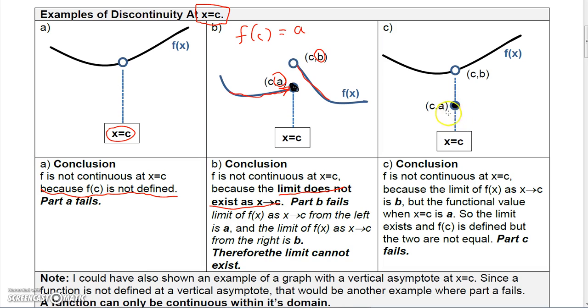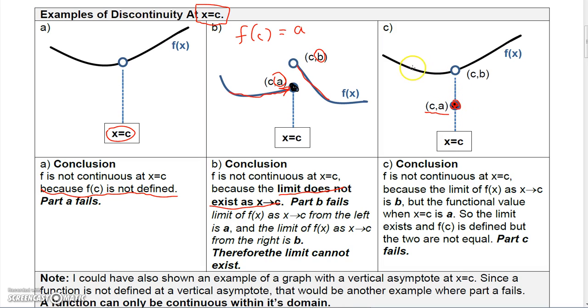Okay, let's look at another one. Here, the functional value is defined. See right here at c, we get this value right here, a. So f of c is right here. It's a. f of c equals a. So the function is defined.